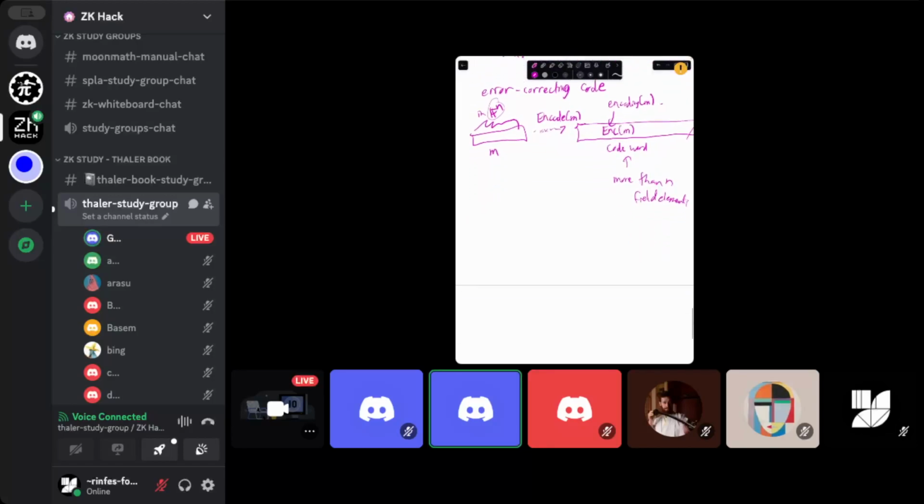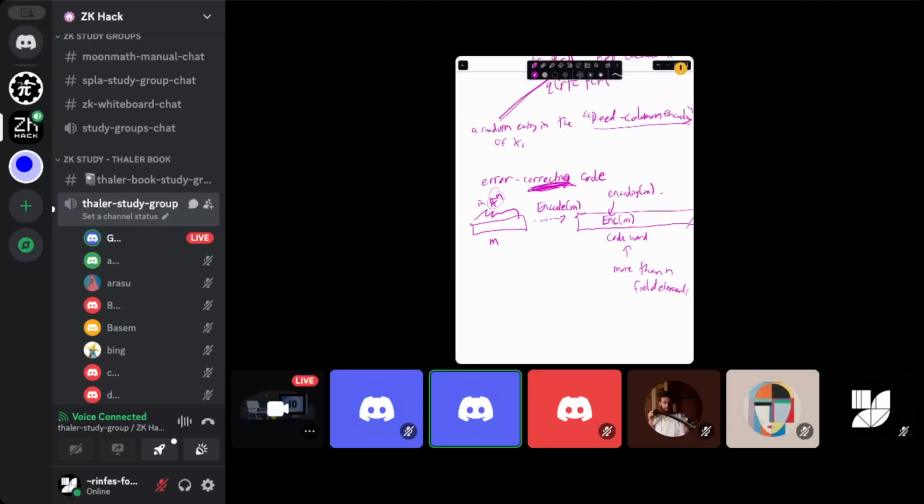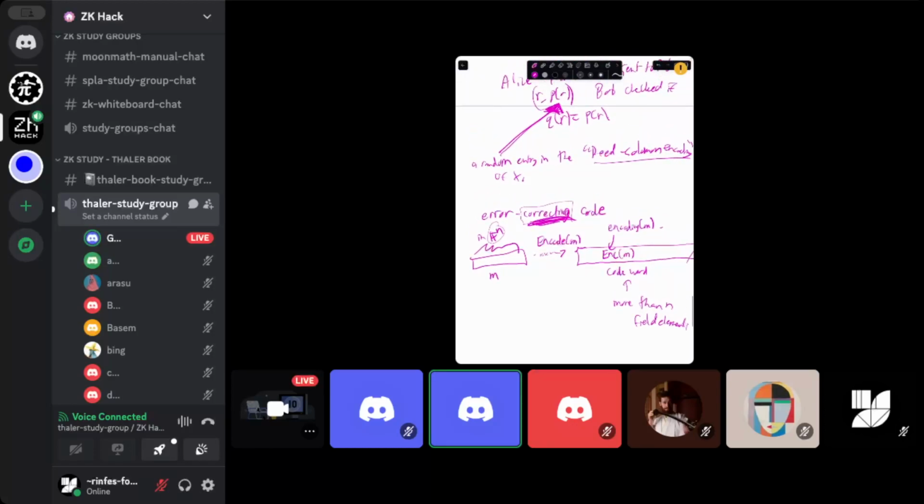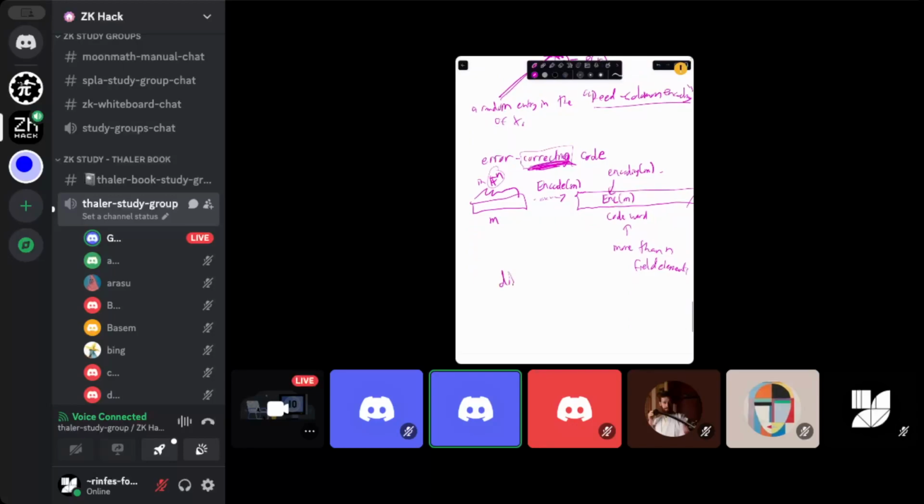Okay. And what's really important to SNARKs, this word error correcting code gets a little confusing in SNARK land. SNARKs typically do not need error correction. What they need is what I call distance amplification.